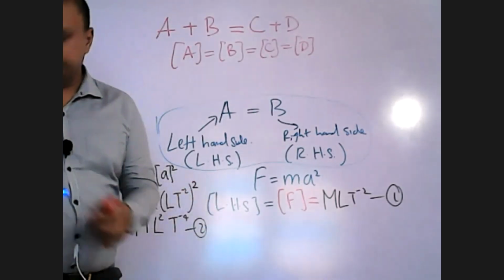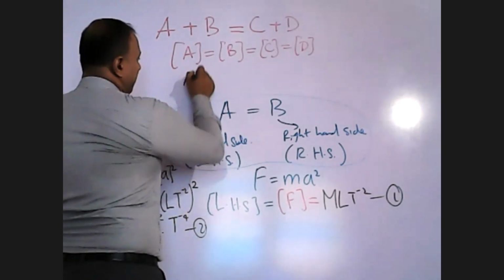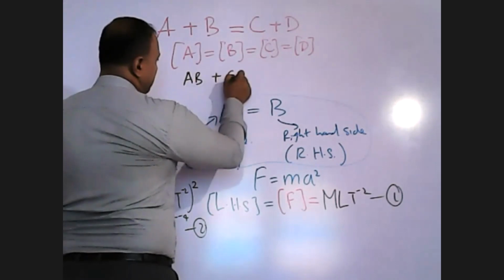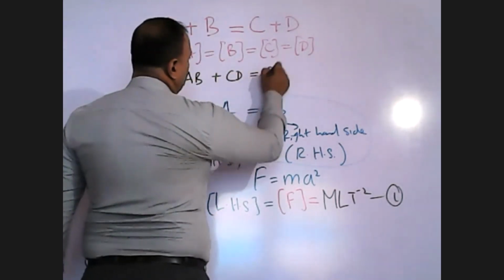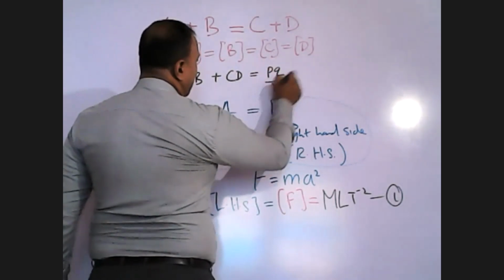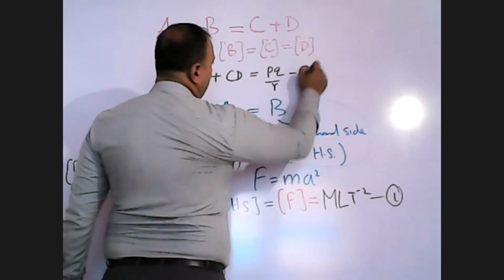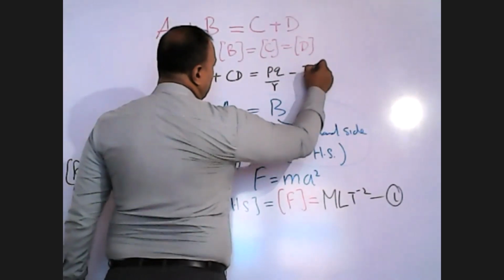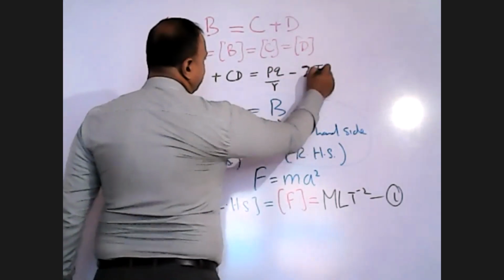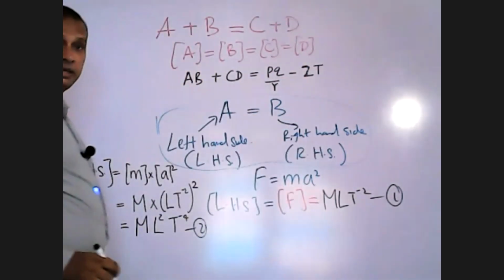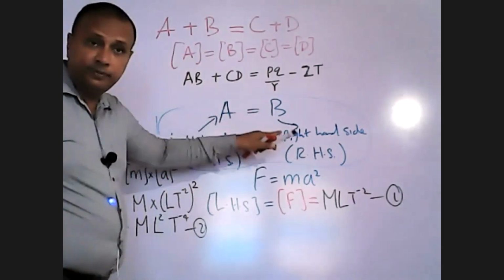Suppose we are given this kind of equation. AB plus CD equal PQ over R minus ZT. Something like this. If we are given, shall I erase this one?